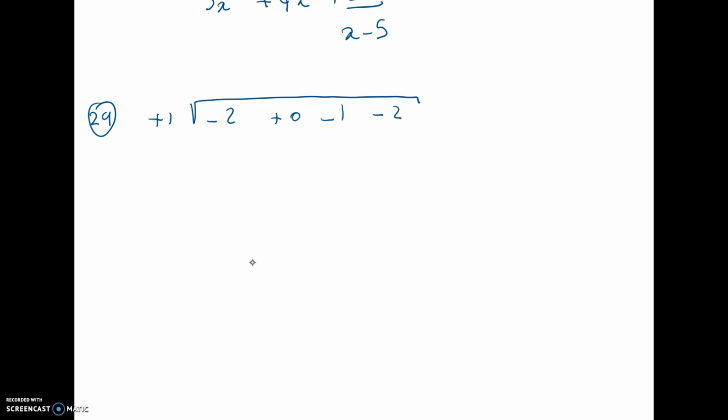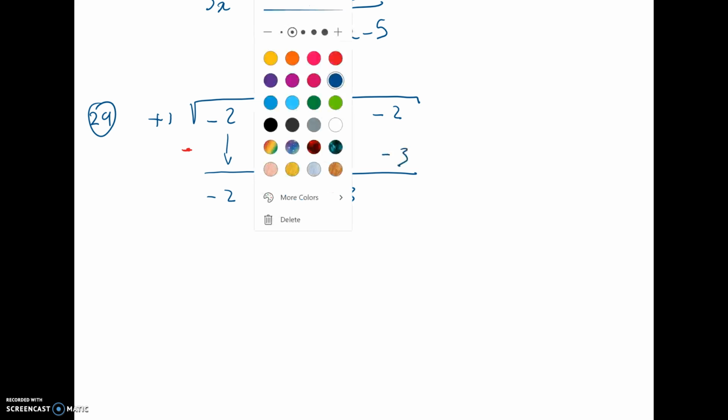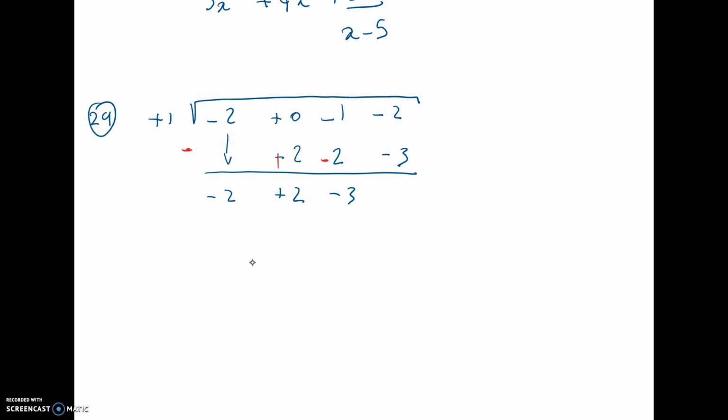Let me get rid of the x cubed because I'm doing the synthetic division. So I'm bringing down the negative 2. 1 times negative 2 gives you negative 2. Remember, I'm subtracting, so my negative becomes a plus, and so I end up with a plus 2 right here. 1 times plus 2 equals plus 2. I'm subtracting, so now I'm getting a minus, and so I end up with a negative 3. And 1 times negative 3 equals negative 3. I'm subtracting, so I'm getting a plus, and so I end up with a 1.